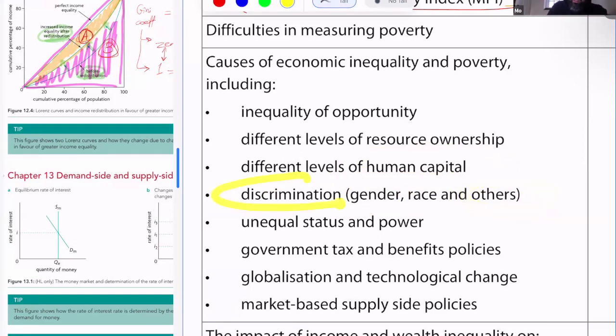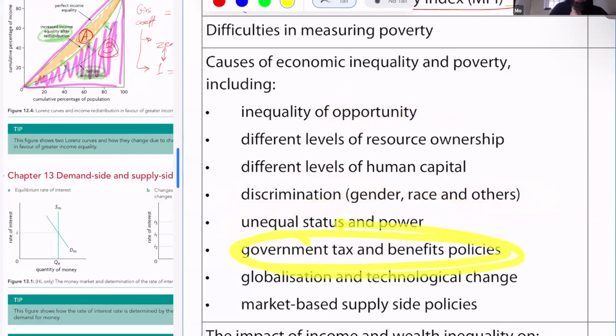Anything that leads to some kind of discrimination can be a cause of poverty. Unequal status and power. In many third world countries, especially military dictatorships and countries that have non-democratic governments, having more access to power and status creates more opportunities. Having less status and power creates fewer opportunities, so you're more likely to be stuck in poverty.